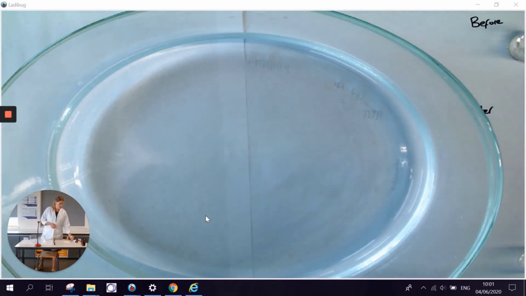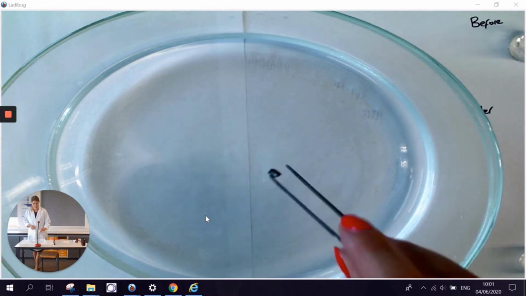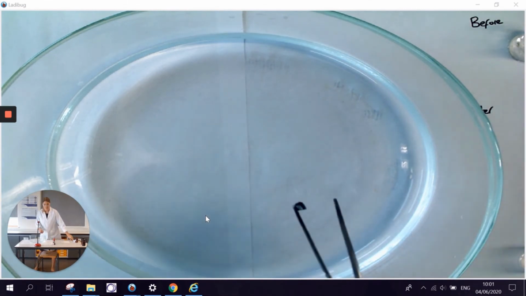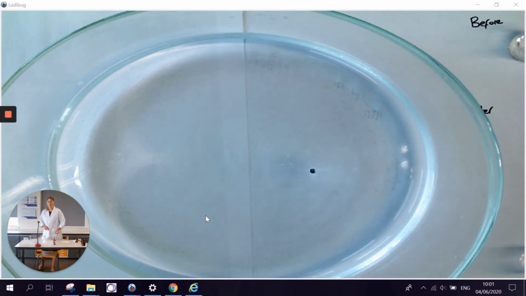Now that I've done that, I'm going to place, using tongs, a small piece of lithium into that water. I'm just going to use this to get it off the tongs because it's stuck on. Now remember, you should be recording your observations, so keep an eye on the lithium as it's moving around.